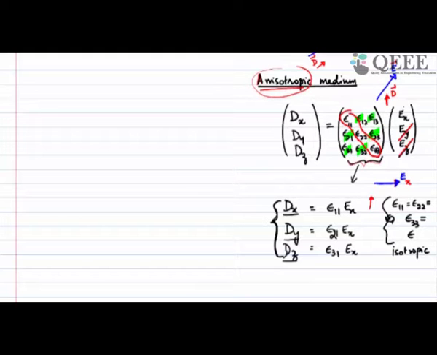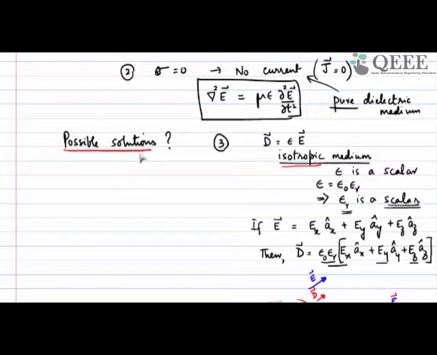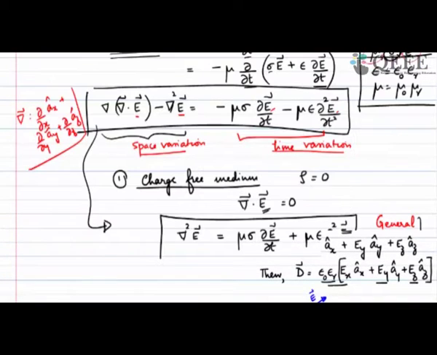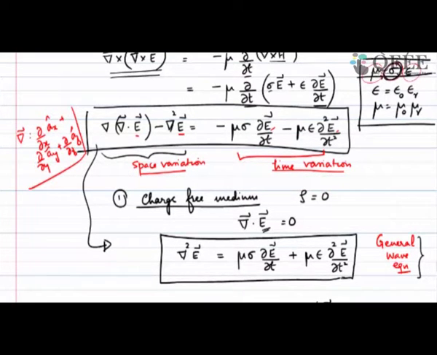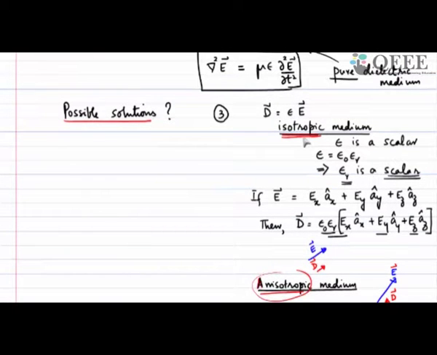The point we are making is, when we are talking about possible solutions, we are considering only isotropic medium, which means we are not considering the case where Dx, Dy, Dz are all dependent on Ex. In our assumption, Dx is related to Ex. These relations are not there. It does not mean that Maxwell's equations are not true for an anisotropic medium. Maxwell's equations are true for any kind of medium, but our discussion is limited to isotropic medium. So that is the third subtle assumption we are making.